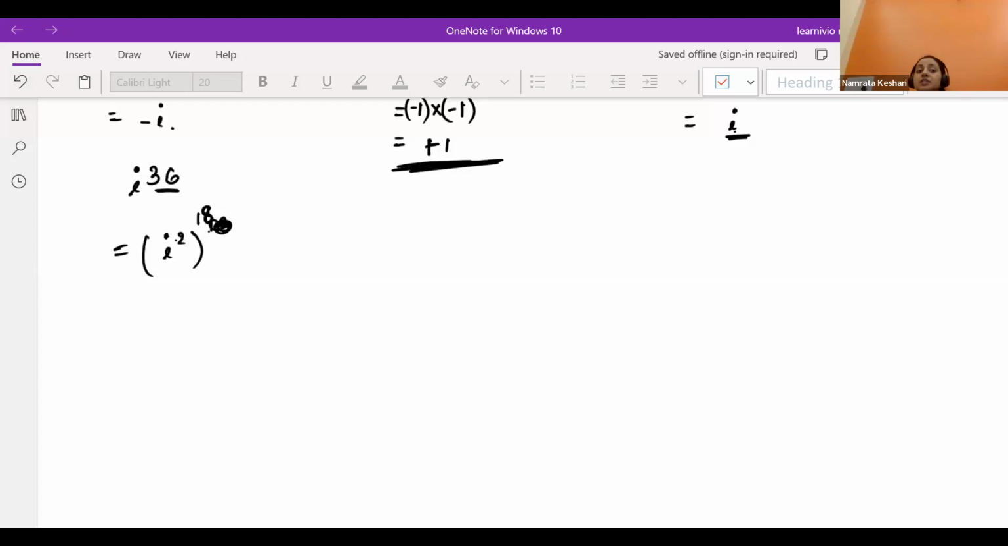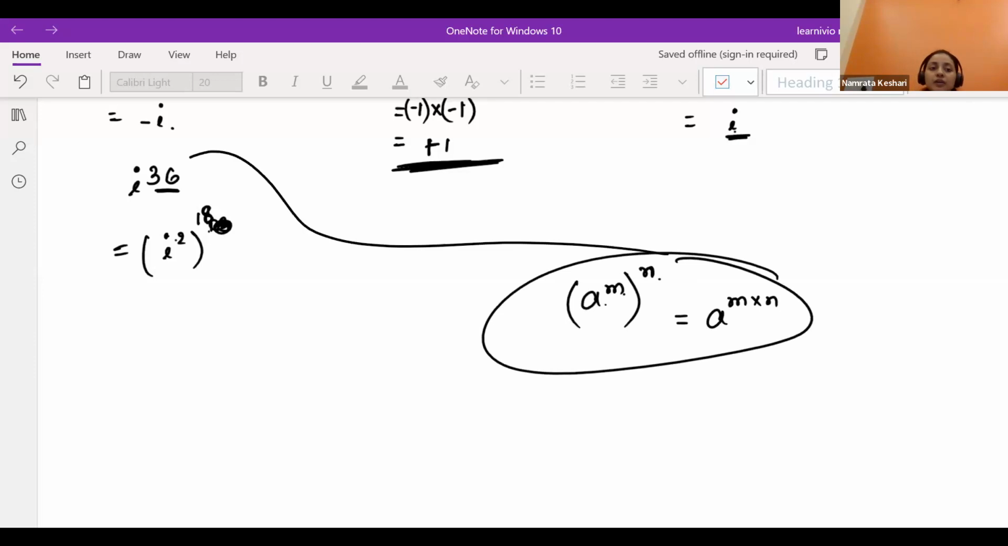Now if you are still thinking what we are doing, see, in the law of exponents there was a rule that a to the power m to the power n can be written as a to the power m into n. This logic we are using here. I to the power 36 we are writing as I square to the power 18. I square is minus 1, to the power 18. Now negative 1, if the power is an even number, then the result will be positive 1.